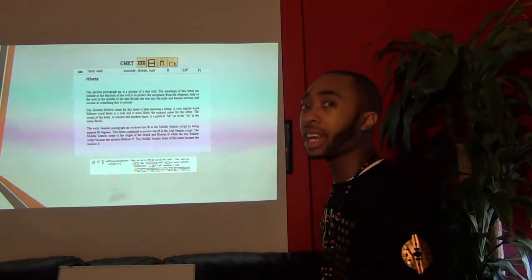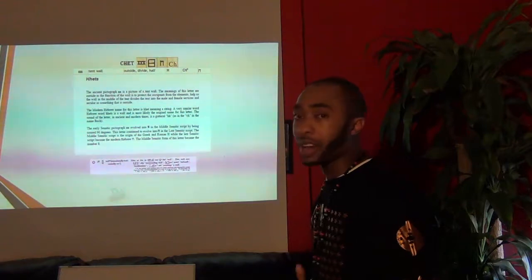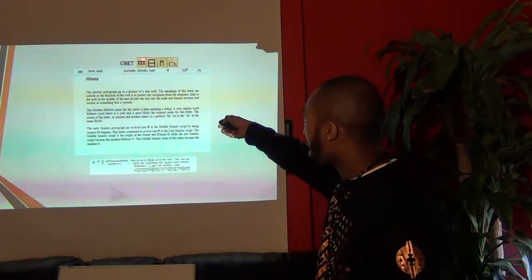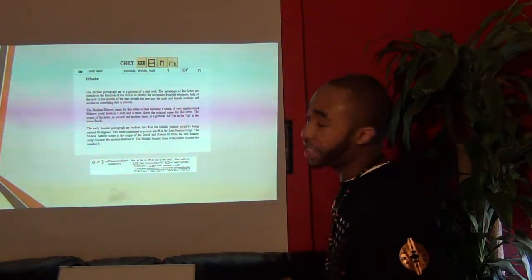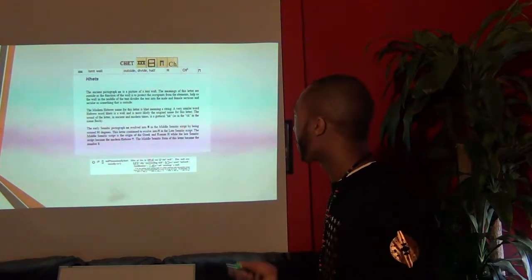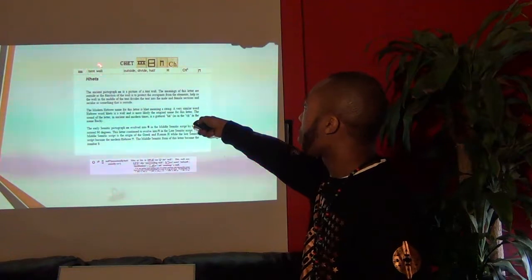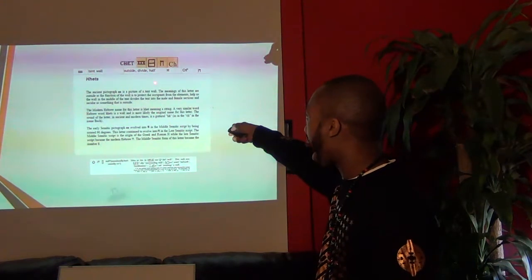Okay? Next letter is the Chet. The Chet is where you have the guttural sound, right? The Chet, right here, if you see here, it looks like a domino almost. The paleo looks like a domino. The modern, it has the CH as in Bach. Okay? Now, what is the Chet? It's a tent wall, meaning outside, divide, or half.